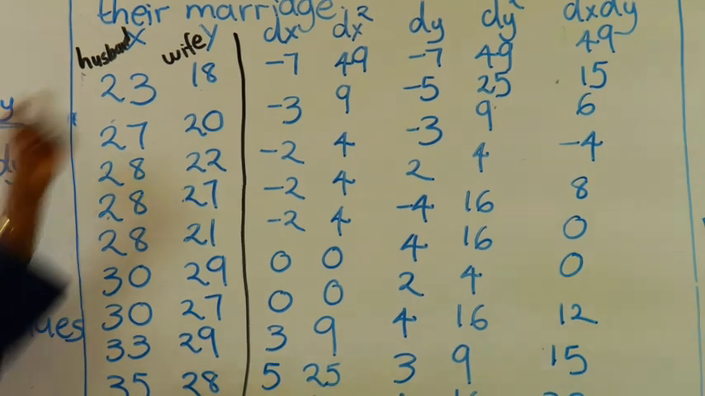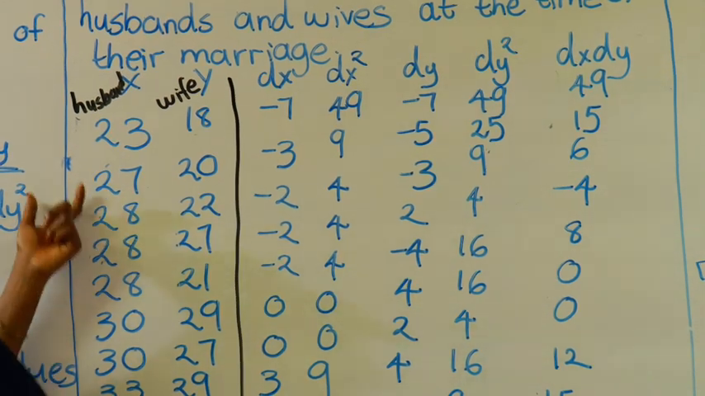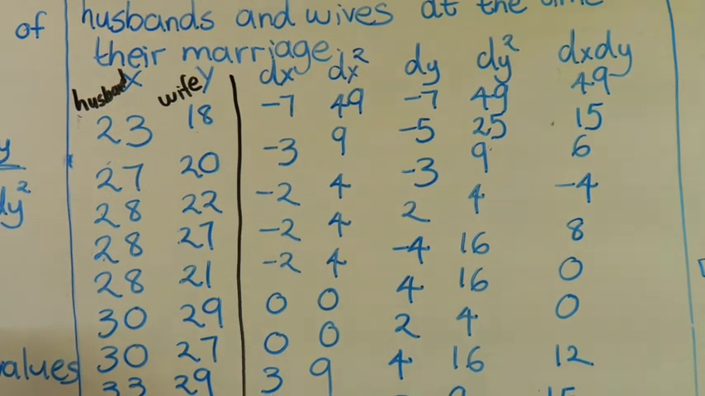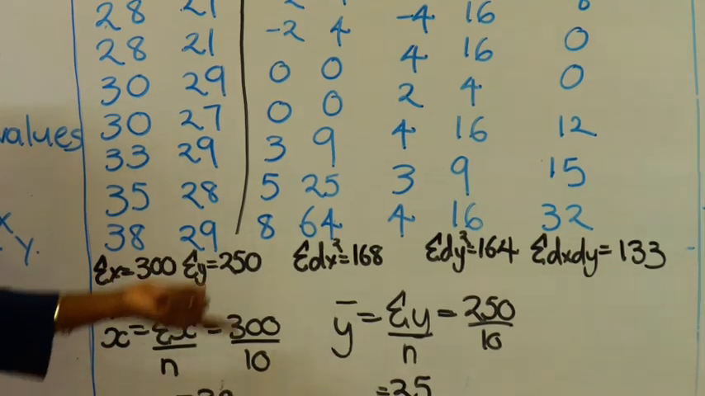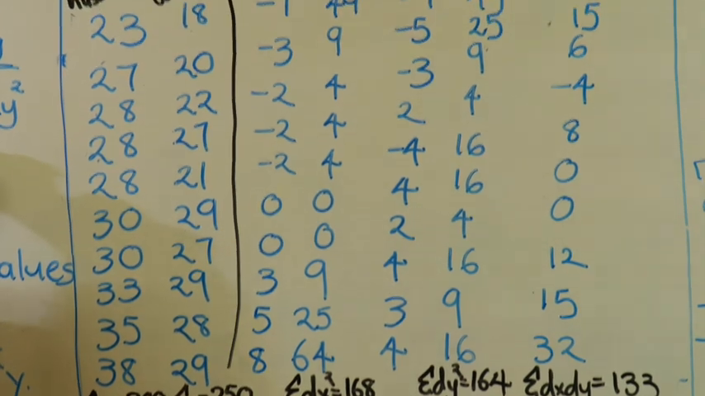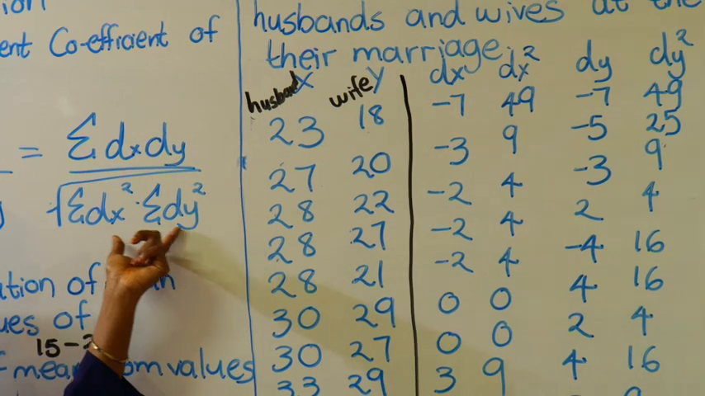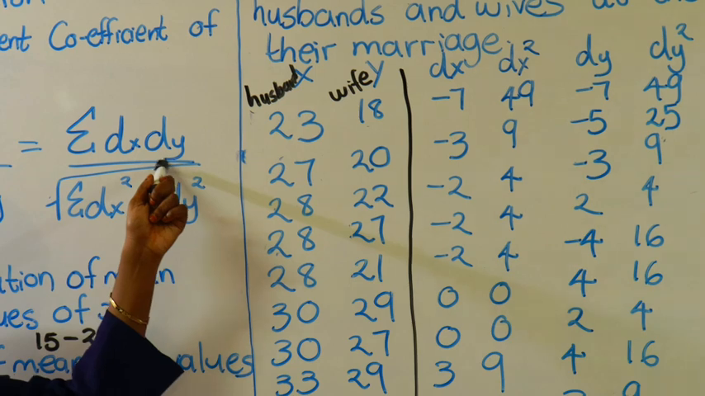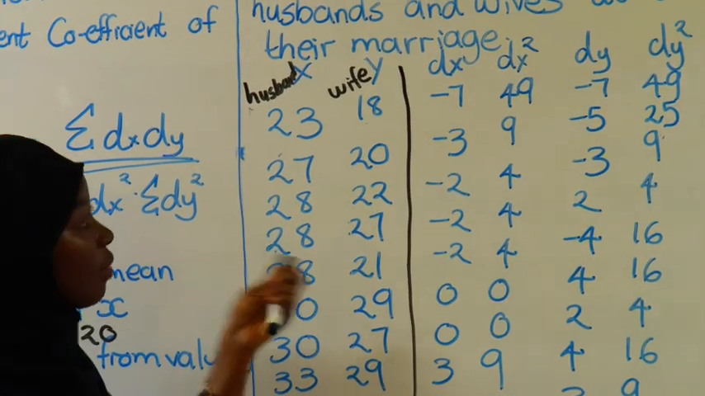First things first, if they don't tell you what x is and what y is, you should mention it in your working. You can say, let age of husband be x and let age of wife be y. But you have to write it. And then when it comes to calculating, we know this is our formula: summation dx dy over square root of summation dx squared summation dy squared. So we have to find what dx is and what dy is. We say dx is the deviation from the mean of the values of x.